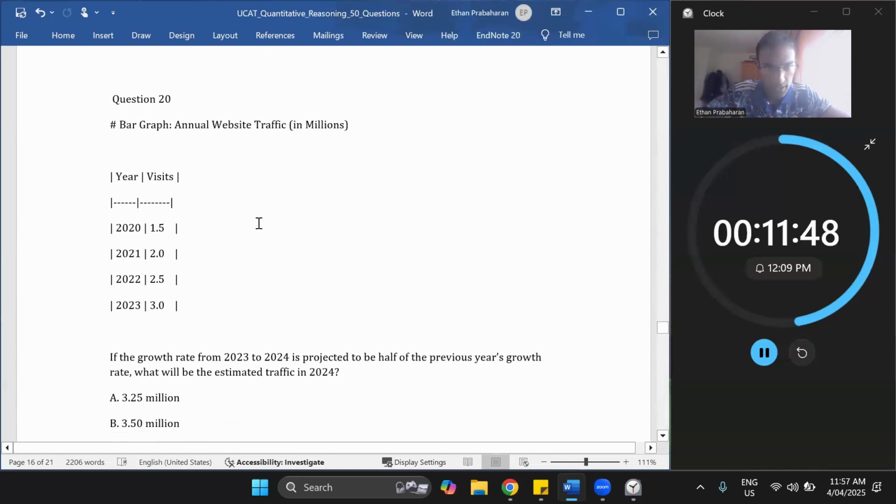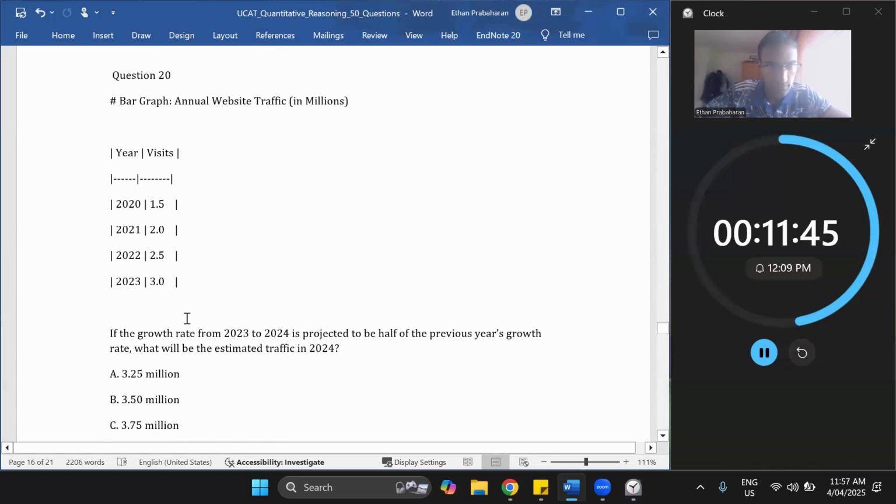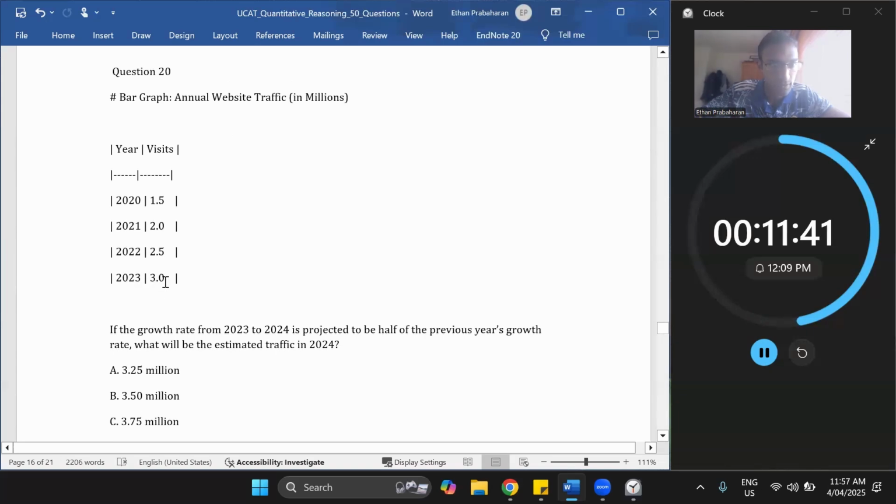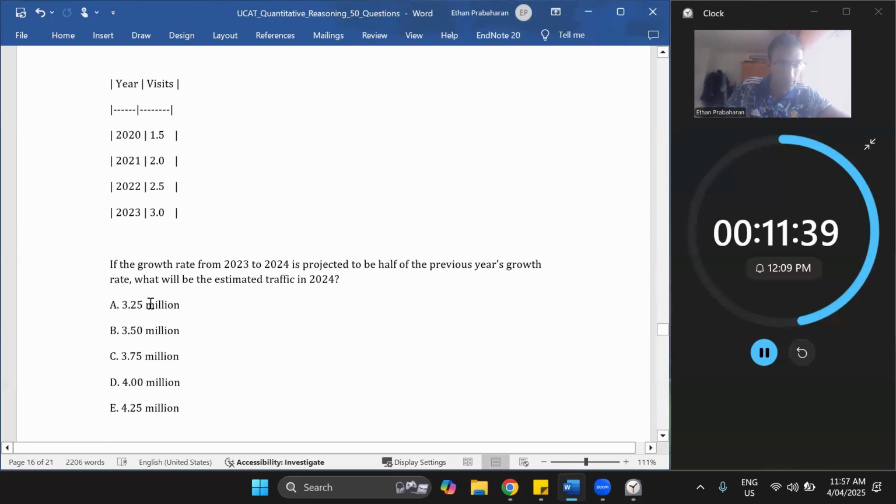The growth rate is half the previous year's growth rate. Okay, so the previous year was like 5.5 million. So the next year will be half of that, so it'll be 3.25.